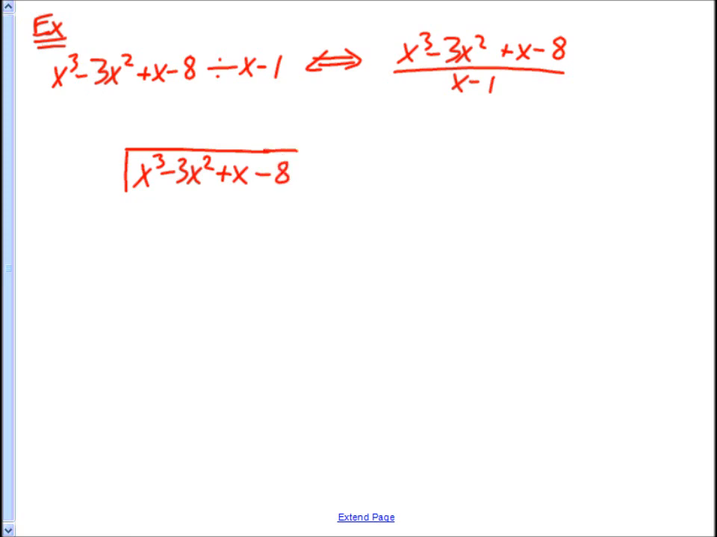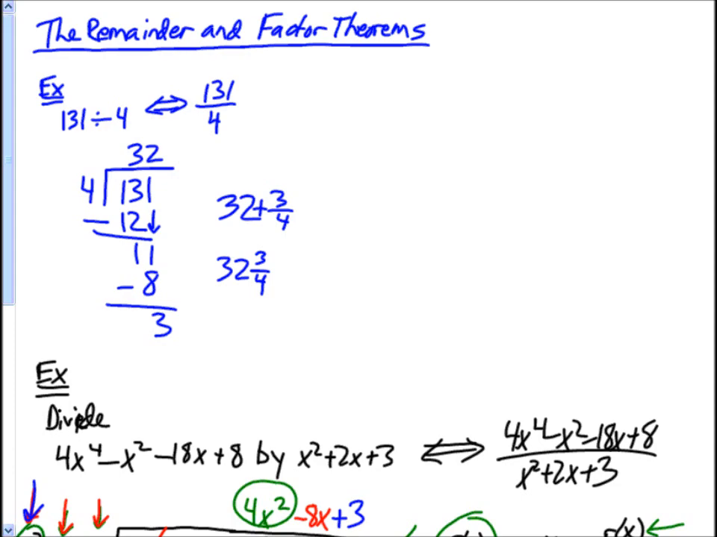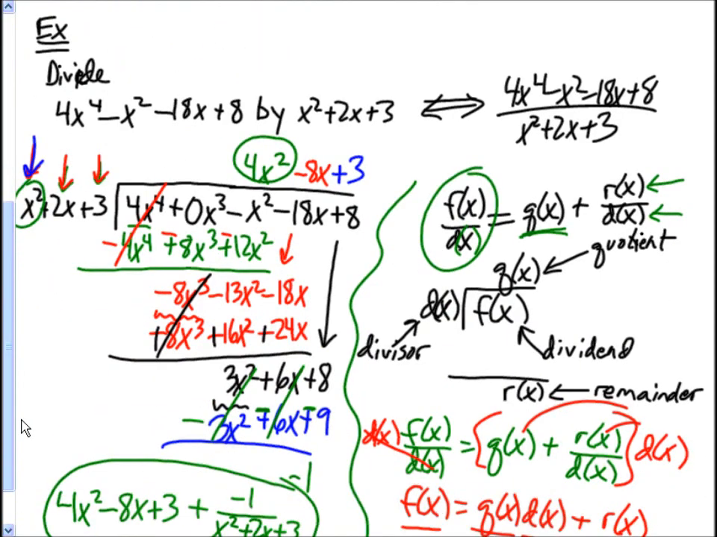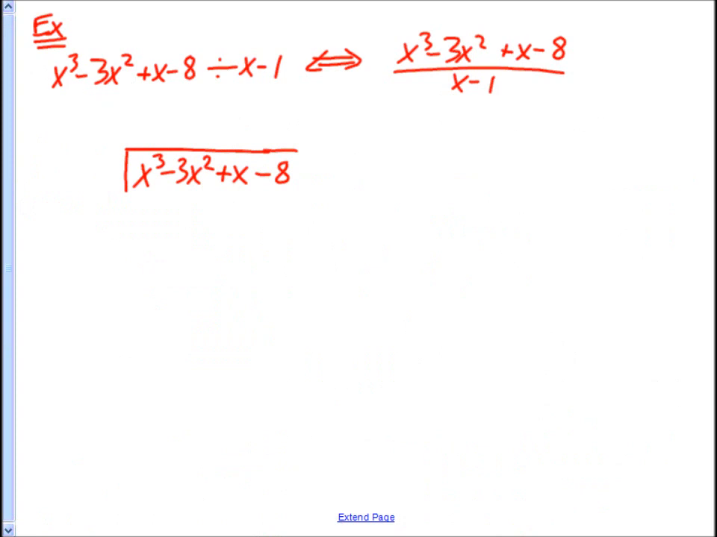Remember how we had to put in 0x cubed because there was nothing x cubed there, so we had to put in that placeholder, if you will, to make it easier. Well, this one we don't, right? It goes down perfectly. This one, x minus 1, goes down perfectly as well.